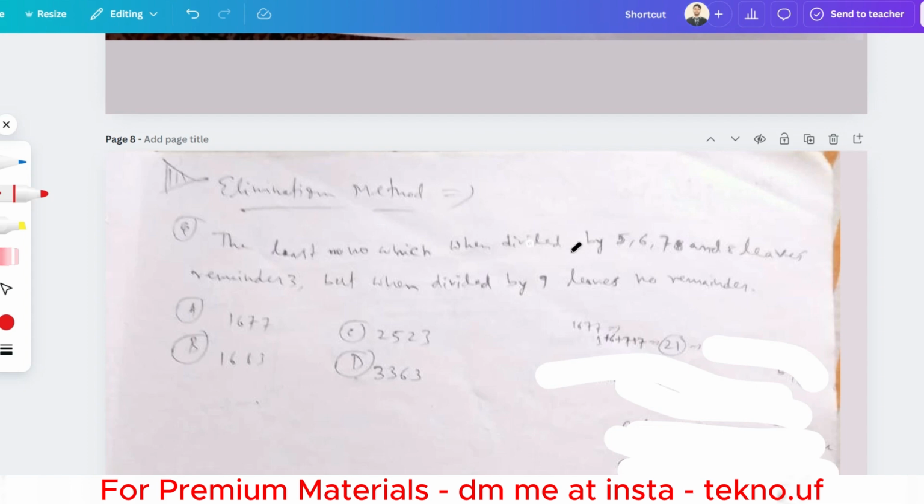Okay, so here as you can see they have told, but when divided by 9 leaves no remainder. So why do we need to calculate all these 5, 6, 7 and 8? Just divide all the options by 9 and see which numbers are being divided by 9 and leaving no remainder. So that you can eliminate all these numbers and calculate for 9 only, and you can get the answer itself.